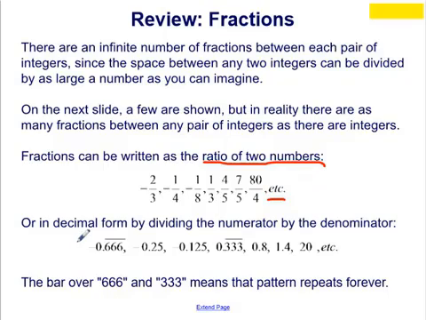You can also have them in decimal form by dividing the numerator by the denominator. For example, negative 0.6 repeating, negative 0.25, negative 0.125, 0.3 repeating, 0.8, 1.4, 20. 20 is technically 20.0, right? You can turn any integer into a decimal by adding a .0 to the end. And that bar over the 6s and 3s means it repeats forever. That's why I used the term repeating when I read that number.